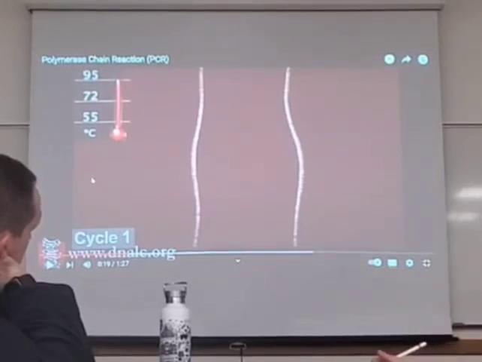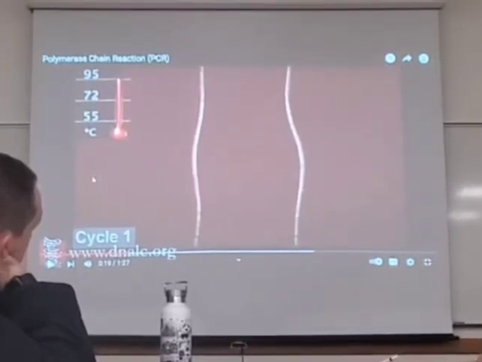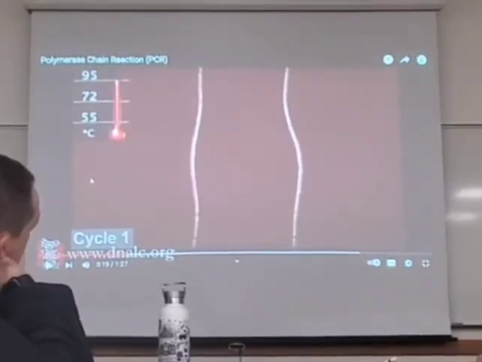Now, at this temperature, what's going to happen to most proteins? Denature and be destroyed. So we found a special polymerase where?